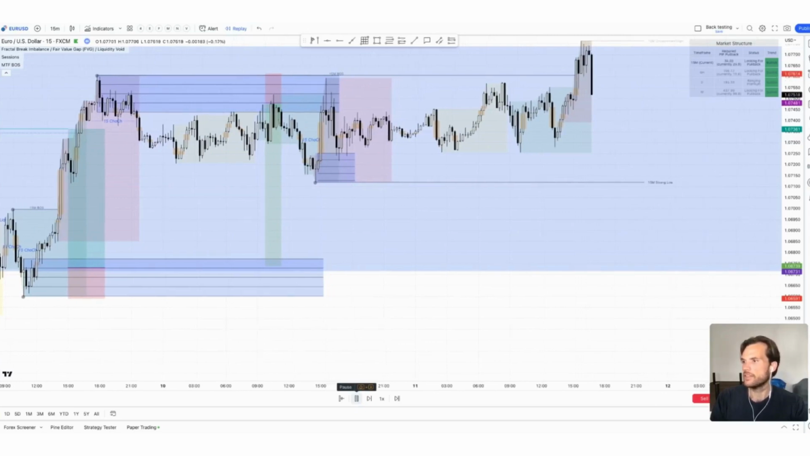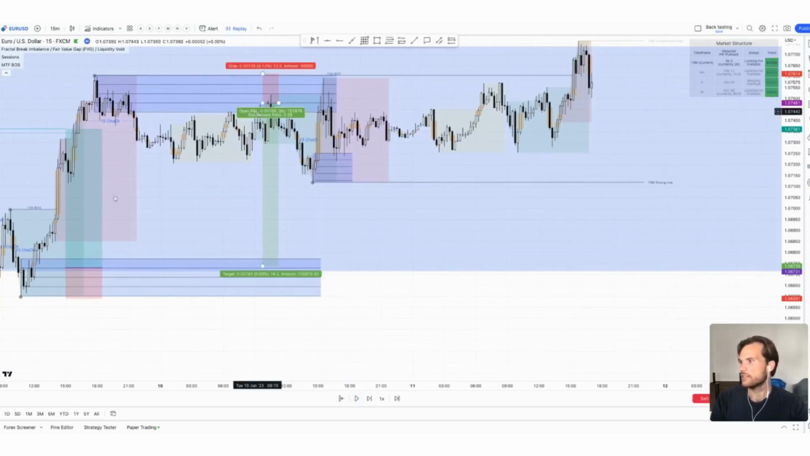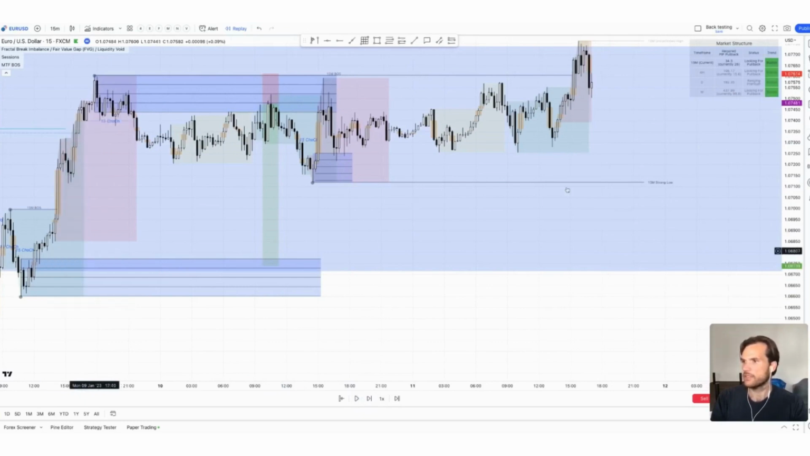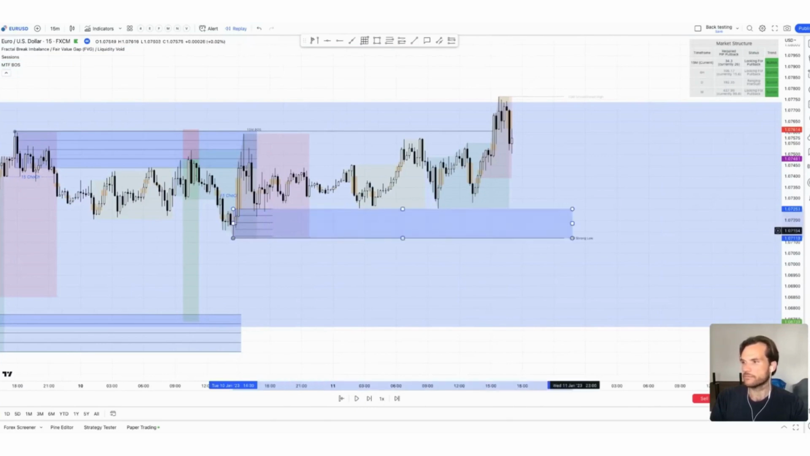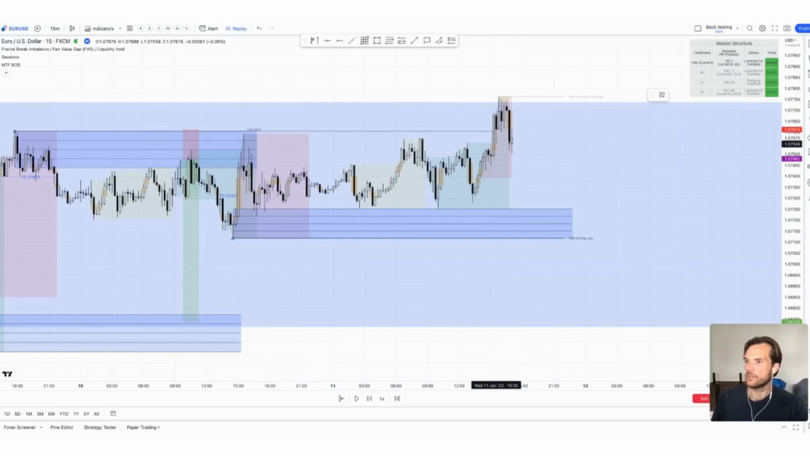Played out very nicely in the end anyway. So we had a loser here, no entry on this one. We've now broken structure. We've got a new low here. So realistically, this is still valid. Got a lot of liquidity. I actually like it more now that we've broken the structure. However, we have seen some rejection here, so I'm going to be aware, see if we get a close below that.